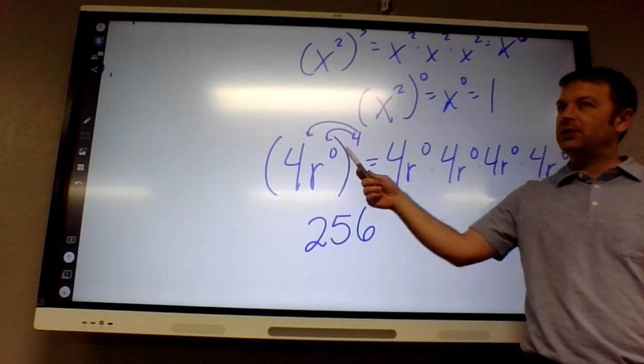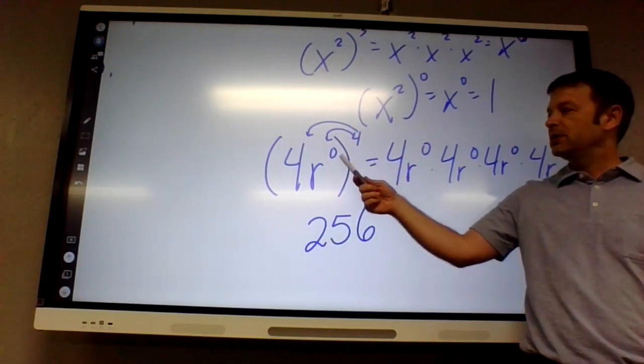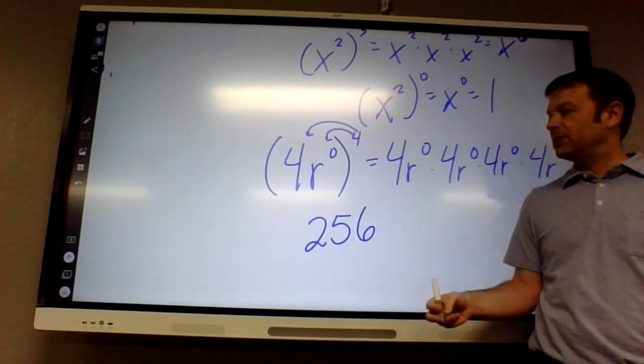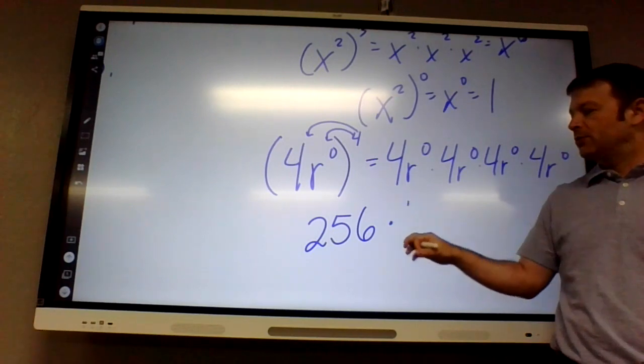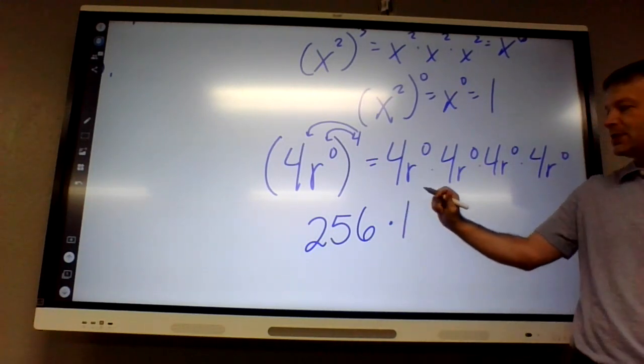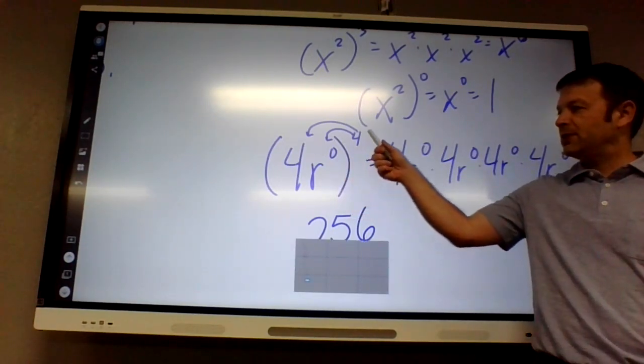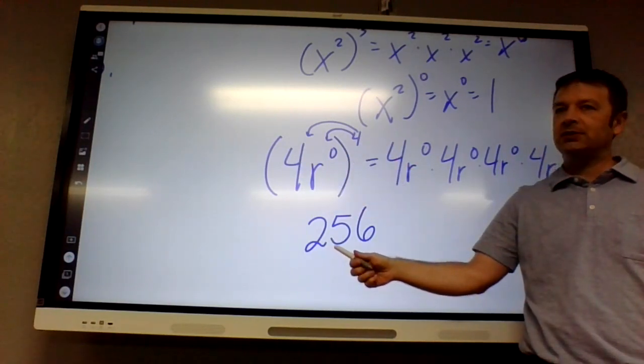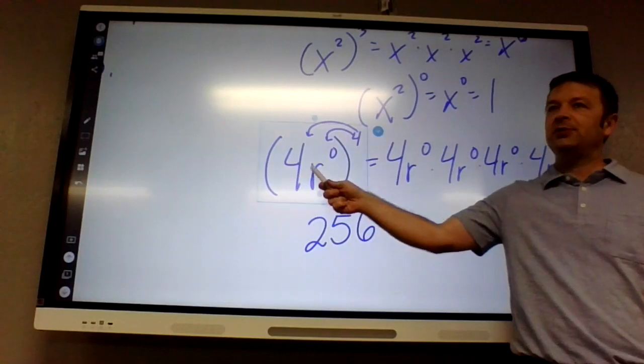What's r to the 0 to the 4th? 0 times 4 is 0. r to the 0 is 1. 1 times 256 is 256. So the r to the 0 doesn't really do anything. 4 to the 4th is 256. So really I just took both of these to the 4th.